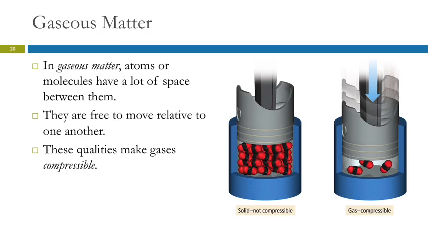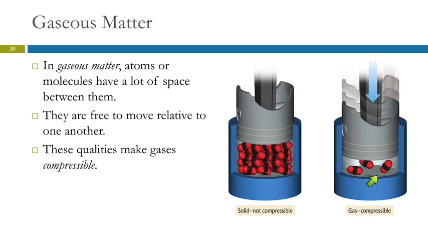Gaseous matter. Here the particles have a lot of space between them, and they are free to move. So gases can be compressed. Here we have an illustration of a solid. We have all these particles very close together. If you try to compress this in a piston, it's not going to compress. These are already as close together as they can be. And you can put pressure on them and it's not going to change.